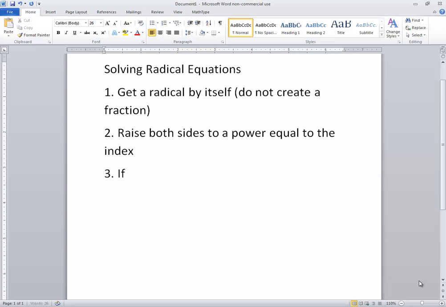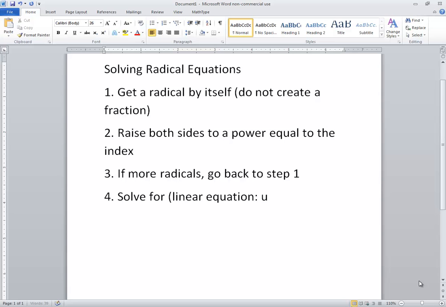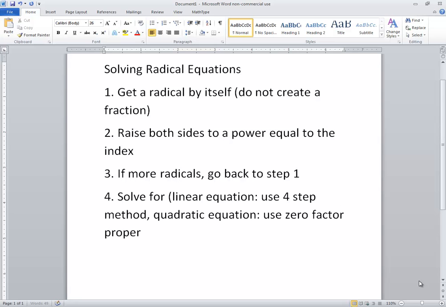Step 3, if more radicals, go back to step 1. Step 4, solve for x. And if you have a linear equation, then you use your 4 steps. I'll say 4-step method. If you have a quadratic equation, then you'll use a zero factor property. Some books call that the zero product principle. And then step 5 is to check your answers.